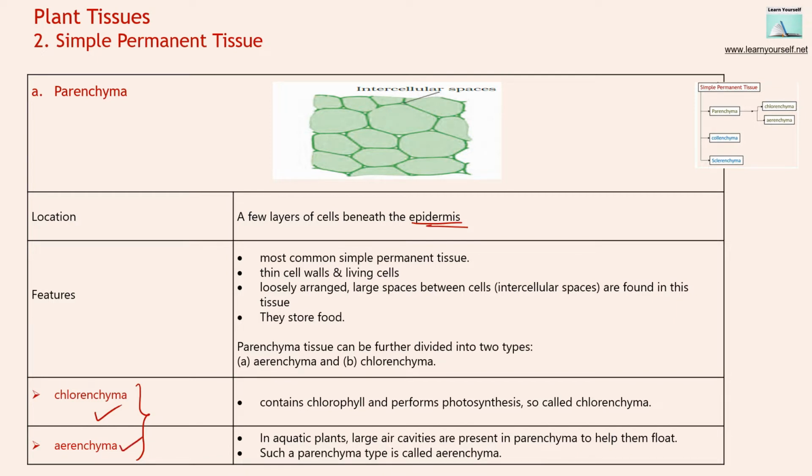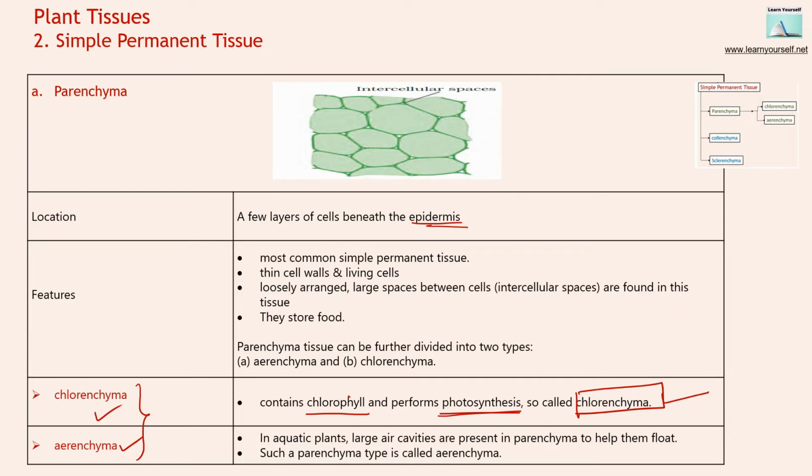The permanent tissue which has chlorophyll, they will do photosynthesis, and that's why it is known as chlorenchyma. Permanent tissue which has chlorophyll and is doing photosynthesis is known as chlorenchyma.